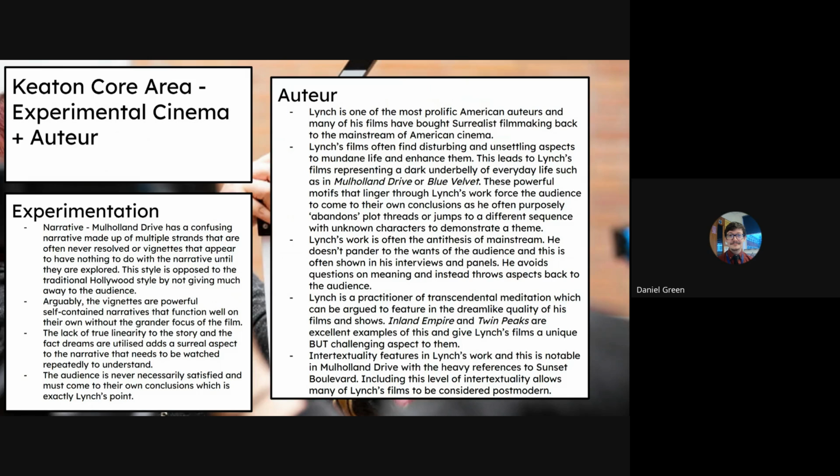And also, if you've just learned Mulholland Drive, it takes a bit of digesting and is not an easy film. So I'm going to start with just the experimentation elements, and the main area they want you to focus on is narrative. Now, Mulholland Drive has a confusing narrative that's made up of multiple strands that are often never resolved, or vignettes that appear to have nothing to do with the narrative until they are explored. And what I mean by being explored is that you go away and you think about them yourselves.